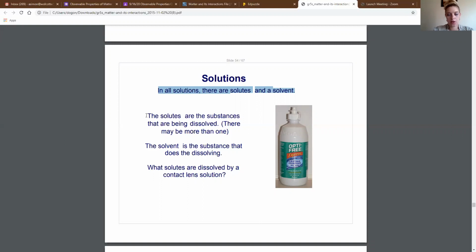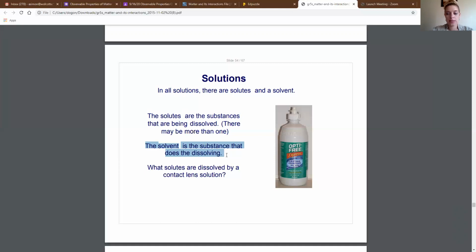The first one we're going to talk about is solutes. The solutes are the substances that are being dissolved. So the thing that is actually, in a sense, disappearing, okay? The thing that is going into the other. So the solute is the thing that is being dissolved. The solvent is the substance that does the dissolving.